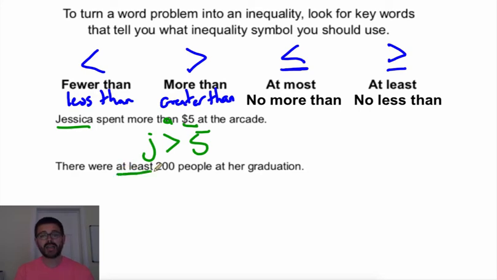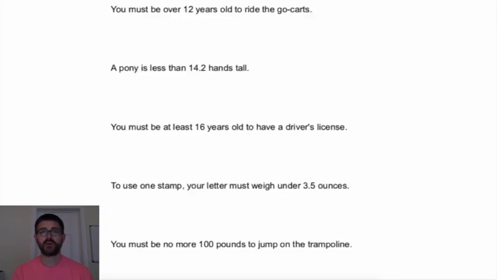There were at least 200 people at her graduation. So we have some people, and we know we're dealing with the number 200. At least, if you see up here, at least means bigger than that number or equal to that number. So greater than or equal to. Okay? You will find inequalities work much, much easier if you put the variable piece in front of the inequality and the number after. If you switch those around, it throws off your whole inequality and can cause us to make a lot of mistakes. All right, last couple.